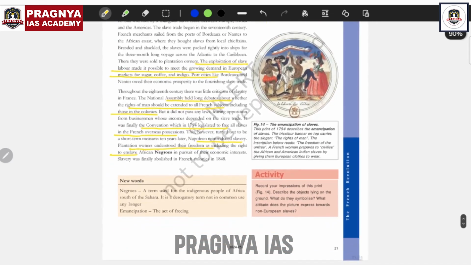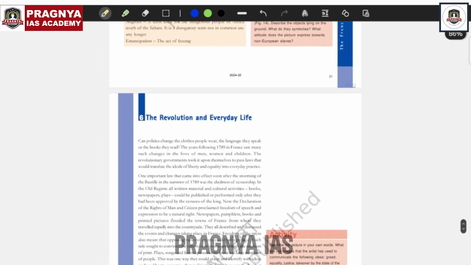The revolution and everyday life. The revolutionary governments took it upon themselves to pass laws that would translate the ideas of liberty and equality into everyday practice. One of the important laws that came into effect soon after the storming of the Bastille in the summer of 1789 was the abolition of censorship.